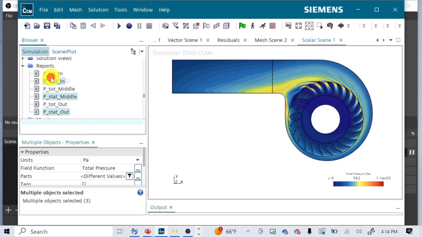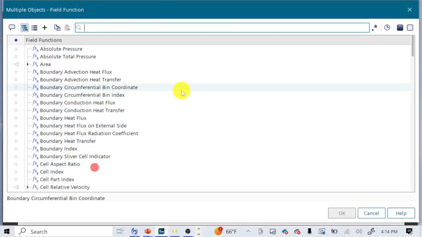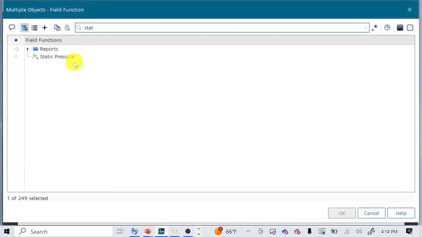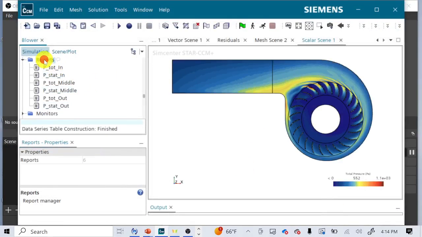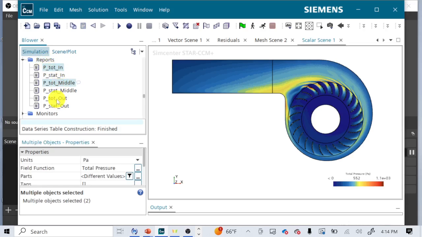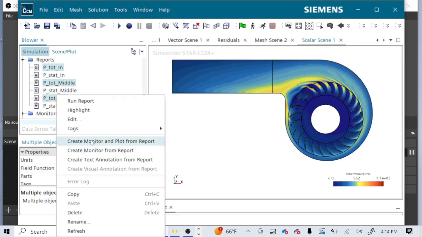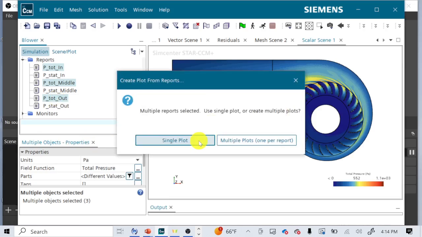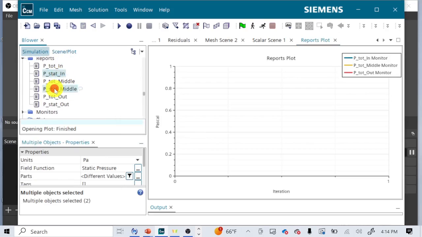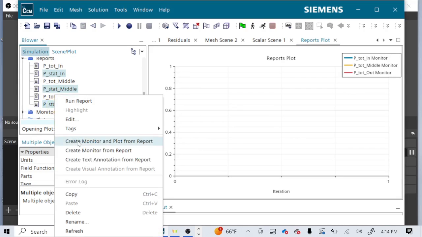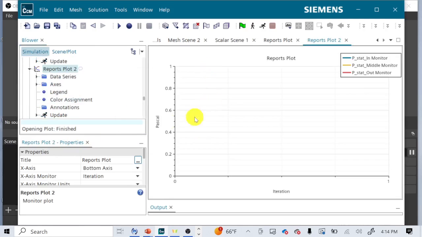Okay, so we have these three reports, and we can just tell it to look at static pressure instead of total. And I'm going to just make one plot with three things on it. So a single plot plotting all of the static pressures and all of the total pressures. So we'll have a couple different plots.